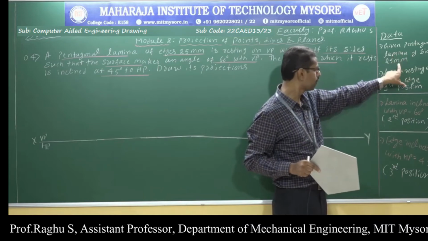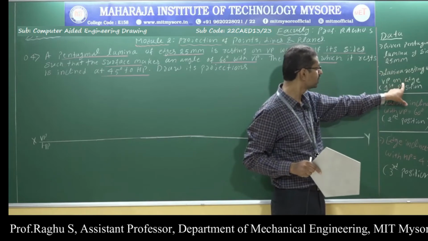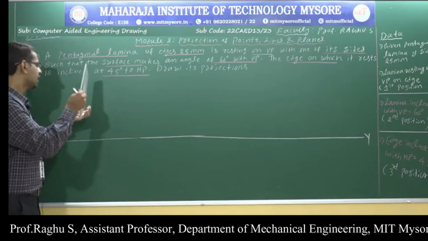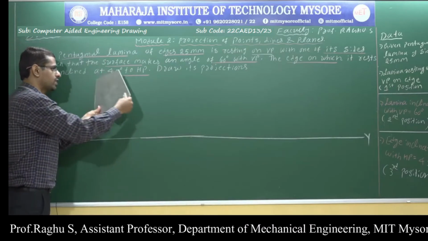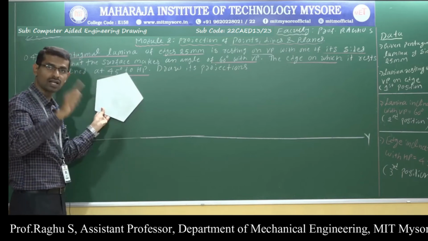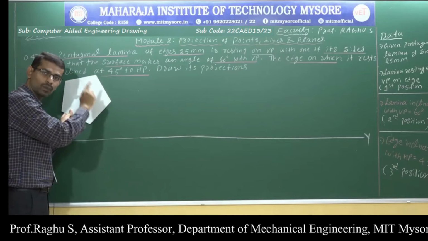The lamina is a pentagon of side 25 mm and it is resting on VP with one of its sides. To draw the first position, you should place the lamina completely on VP. Why should I place the lamina completely on VP?